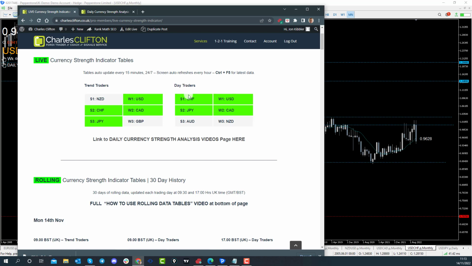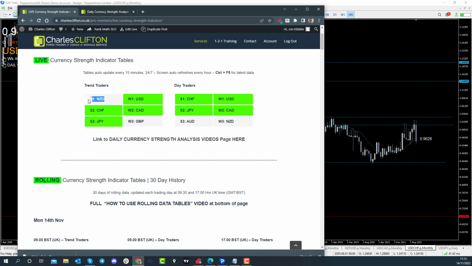pound. On the day traders, you've got the Swiss franc as the strongest currency, followed by the Japanese yen, followed by the Australian dollar in S3. On the weak side of the day traders, we have dollar as W1 again, followed by CAD as W2 yet again, followed by the New Zealand dollar.